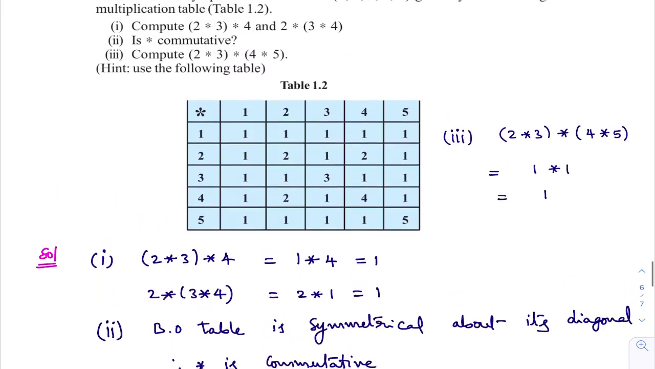Now, the third bit: what they are asking is compute 2 star 3 star 4 star 5. Okay, 2 star 3. What is 2 star 3? 2 star 3 is 1, so that is what I wrote. 1 star, next 4 star 5. What is 4 star 5? 4 star 5 is 1. I wrote 1. Now I need to calculate 1 star 1. First I calculated this bracket value. Now 1 star 1 from the table: 1 star 1 is 1 only. Right? So we got this value as 1.